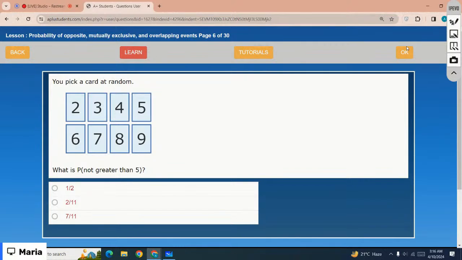You pick a card at random. What is the probability not greater than 5? 4 out of 8. Yes, 1 out of 2. It is very good.